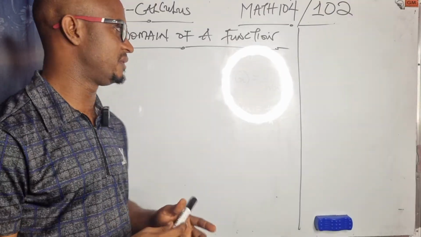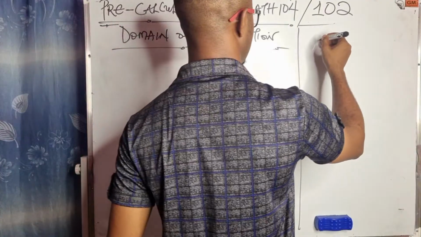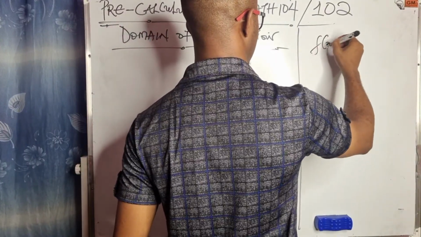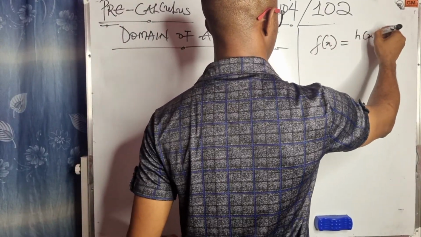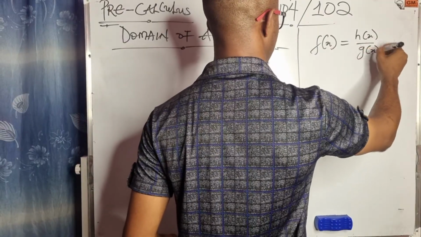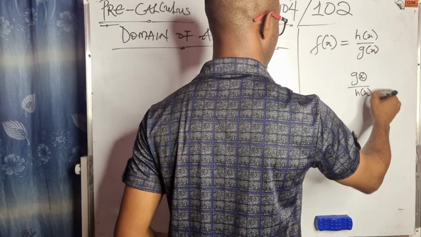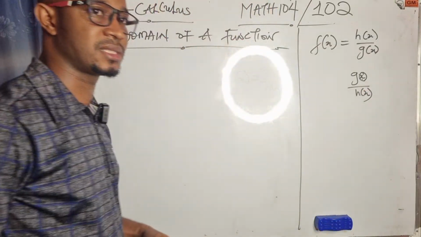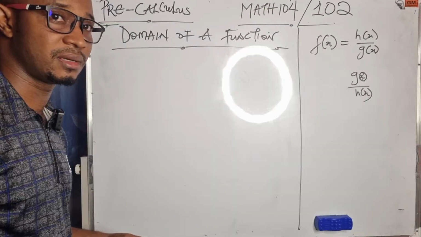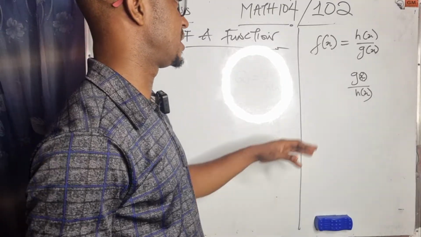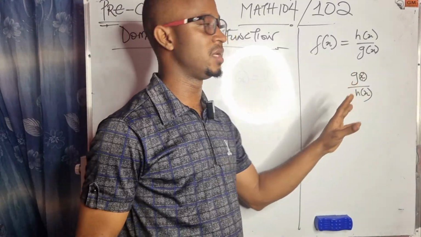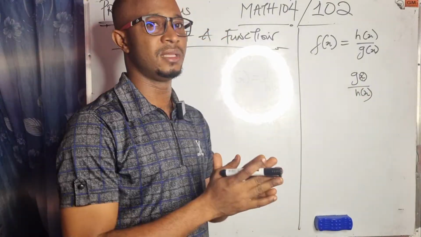We can find the domain of a rational function. Like I gave you a rational function. If I have f of x, which is h(x) over what? g(x), can also be g(x) over what? h(x). All right, where g and h are polynomials, right? We call this the rational what? Function.